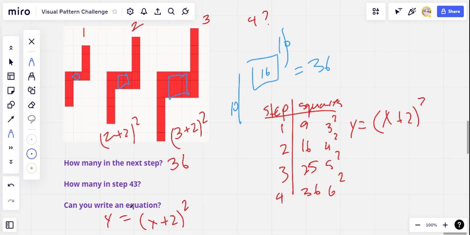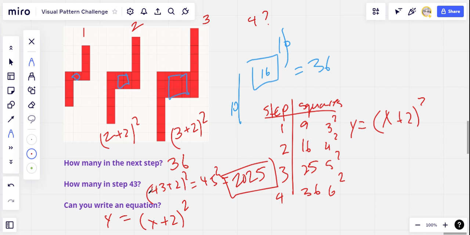And then to figure out how many in step 43, we just plug in 43 for x. So this is going to be (43 + 2) squared. So that's 45 squared, which is 2025. So there are 2025 of these red squares in step 43.